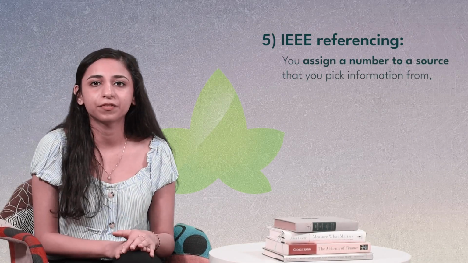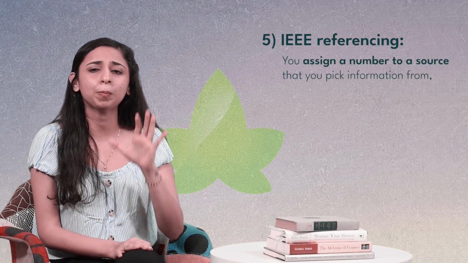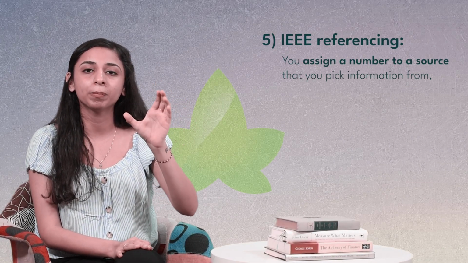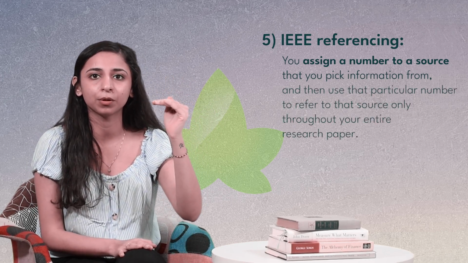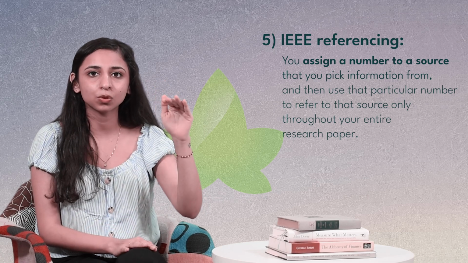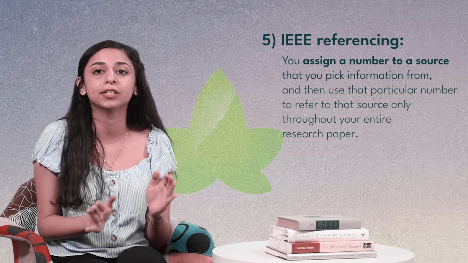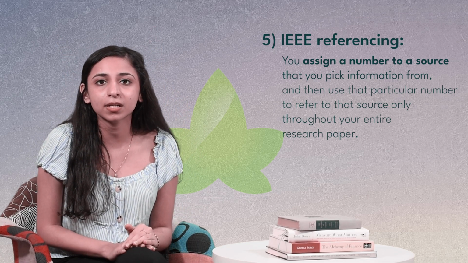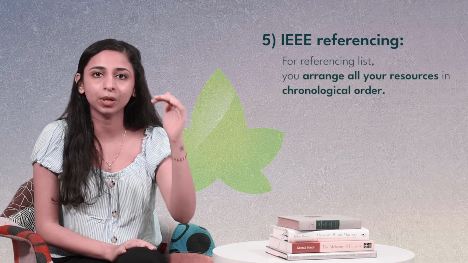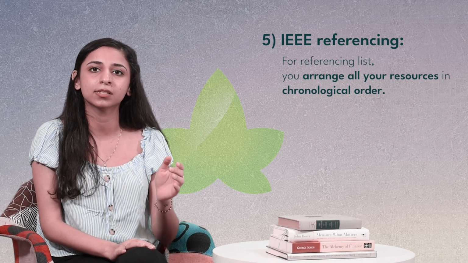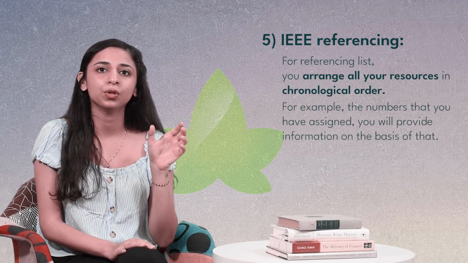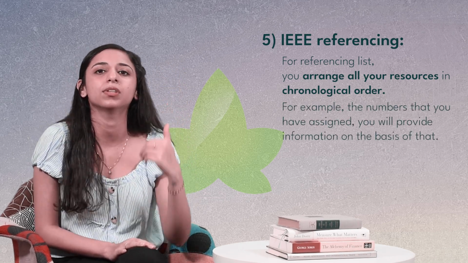In IEEE referencing, you assign a number to a particular source that you picked information from. Then you use that particular number to refer to that source only throughout your entire research paper. And when it comes to the referencing list, you arrange all your resources in chronological order, that is, the numbers that you have assigned, you will assign your information on the basis of that.